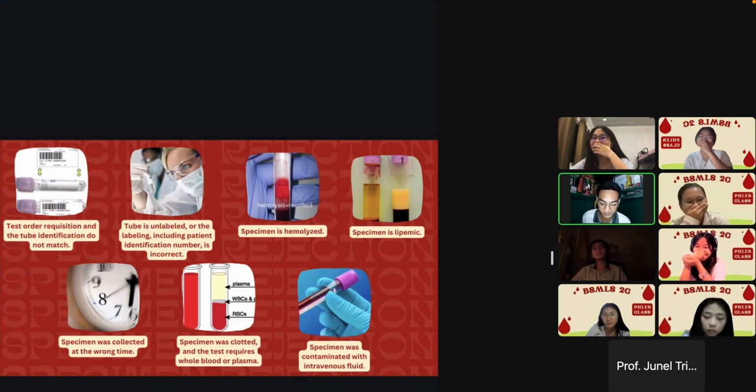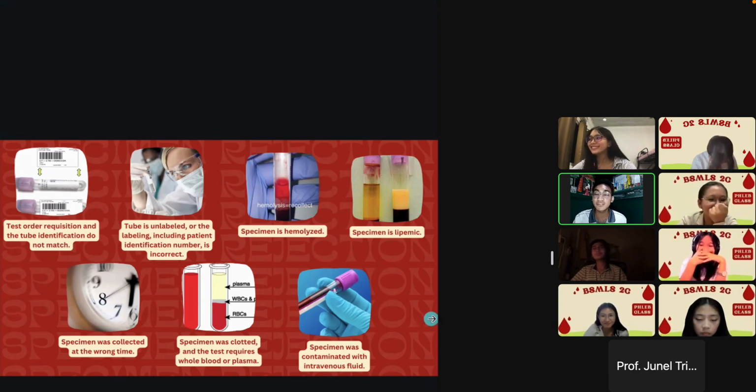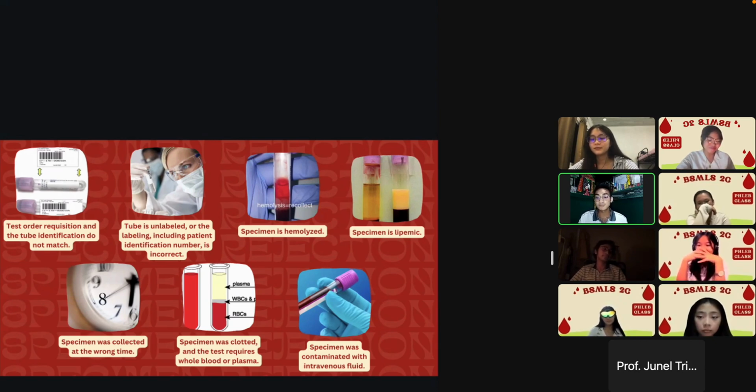And next would be that the tube is unlabeled or the labeling, including the patient identification number, is incorrect. Paulit-ulit natin sinasabi yung patient identification must be properly done. So next would be the specimen is hemolyzed. Some tests require that the sample should be free from red blood cells. So hindi dapat siya contaminated with red blood cells, which occurs kapag hemolyzed yung specimen. So dito, kapag hemolyzed yung specimen, mare-reject siya.